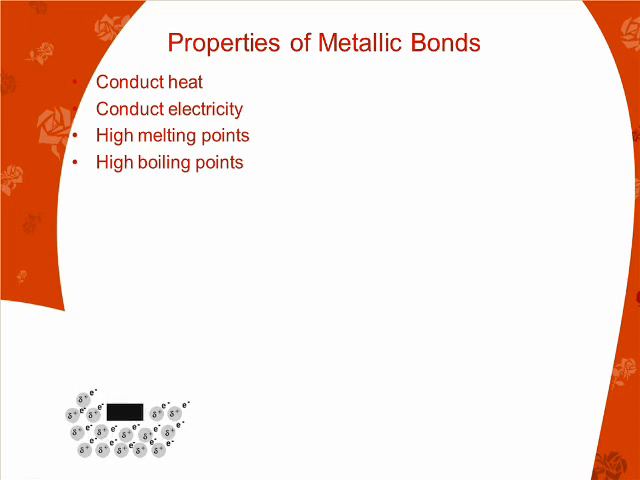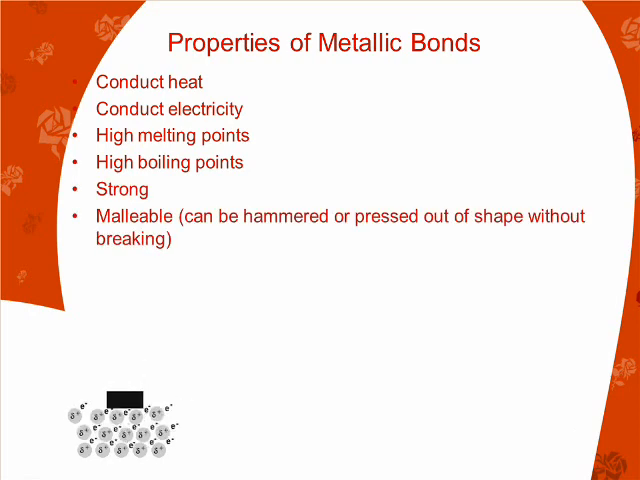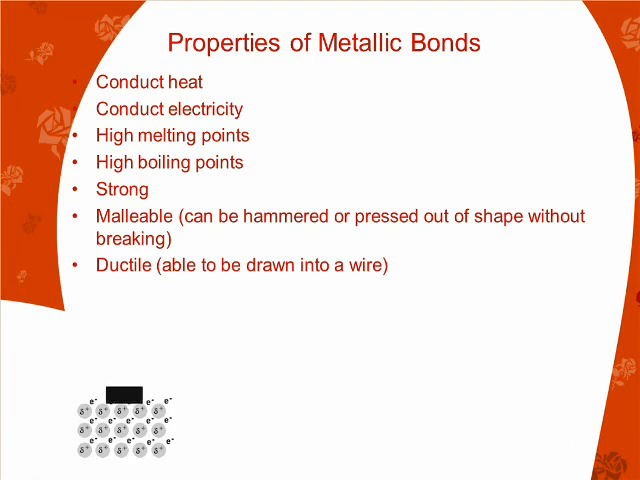You have high melting points, high boiling points. They are very strong, malleable, can be hammered or pressed out of shape without breaking, and ductile, able to be drawn into a wire. Luster, the shine, that's because of this sea of electrons as well. Opaque, meaning it can reflect light.